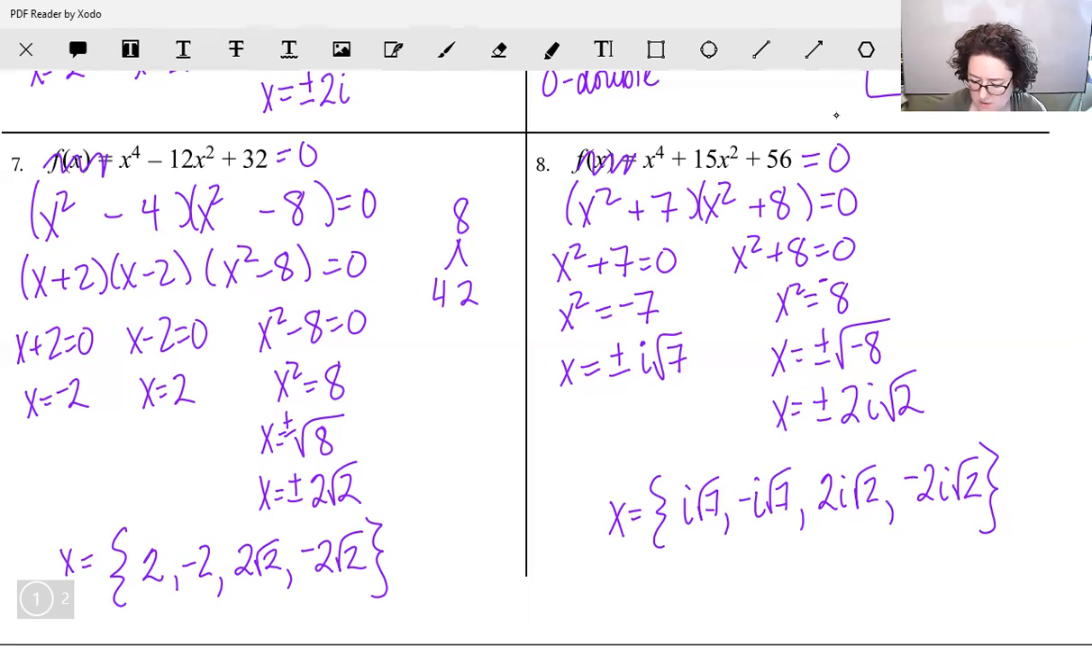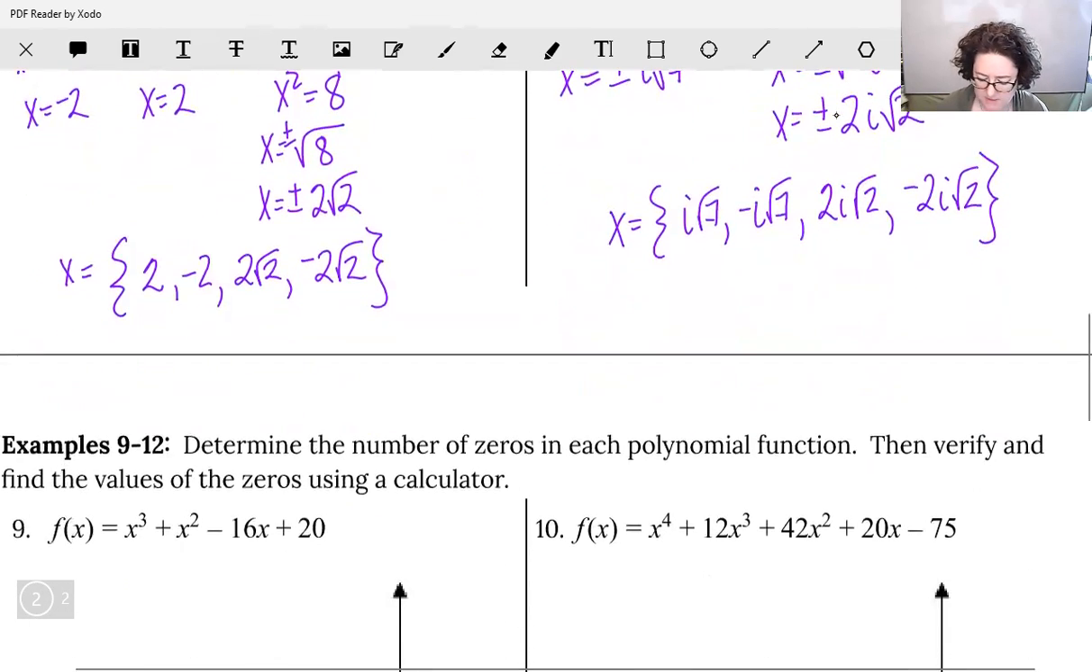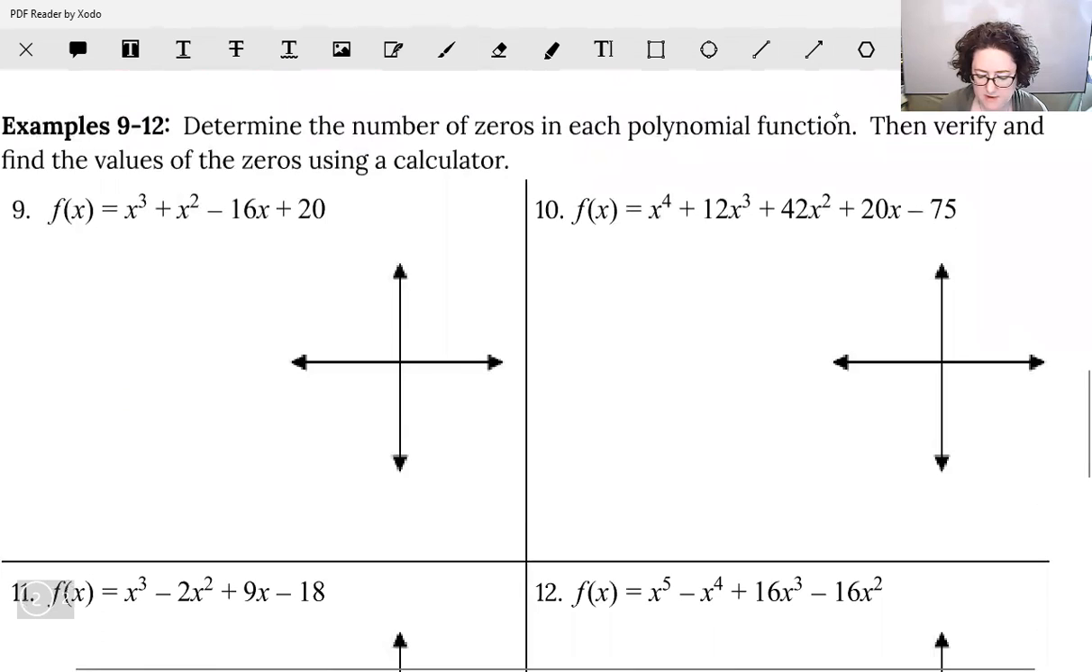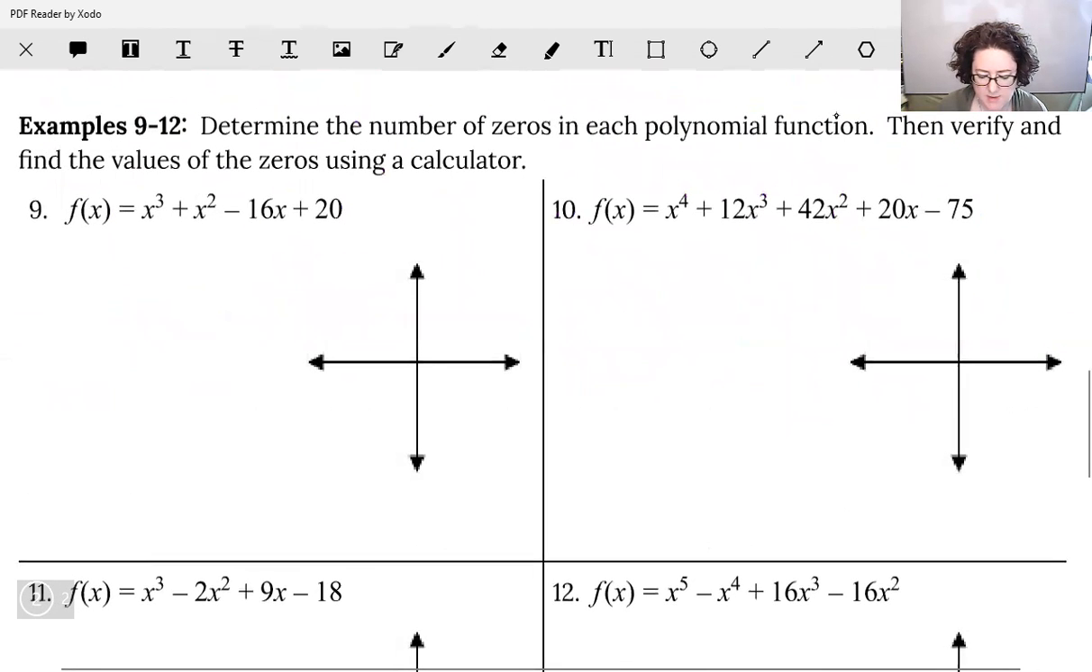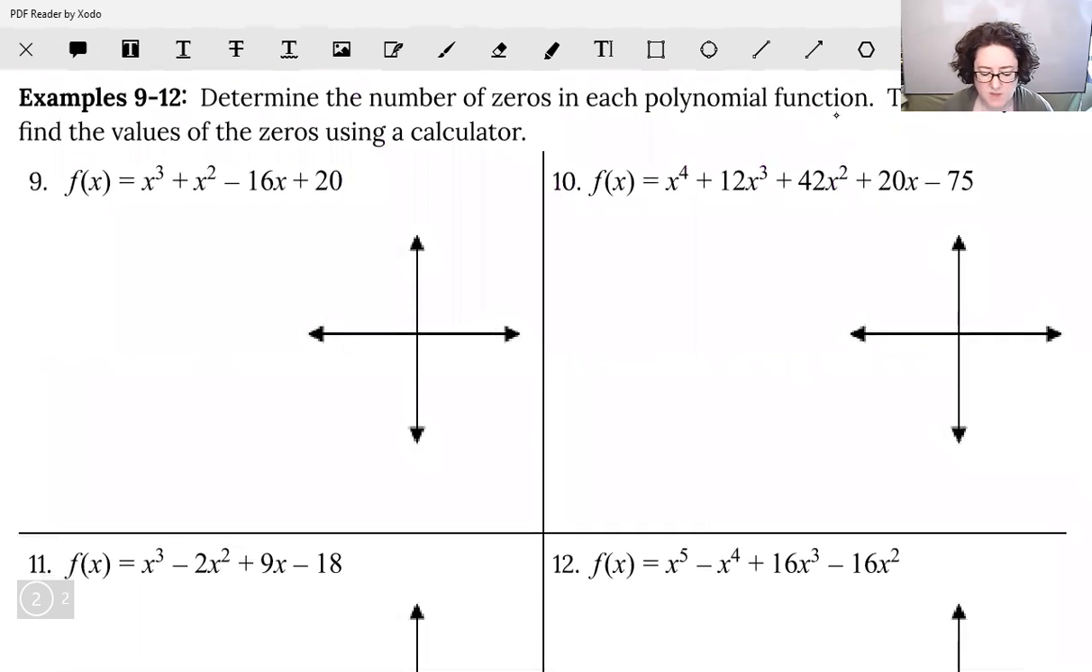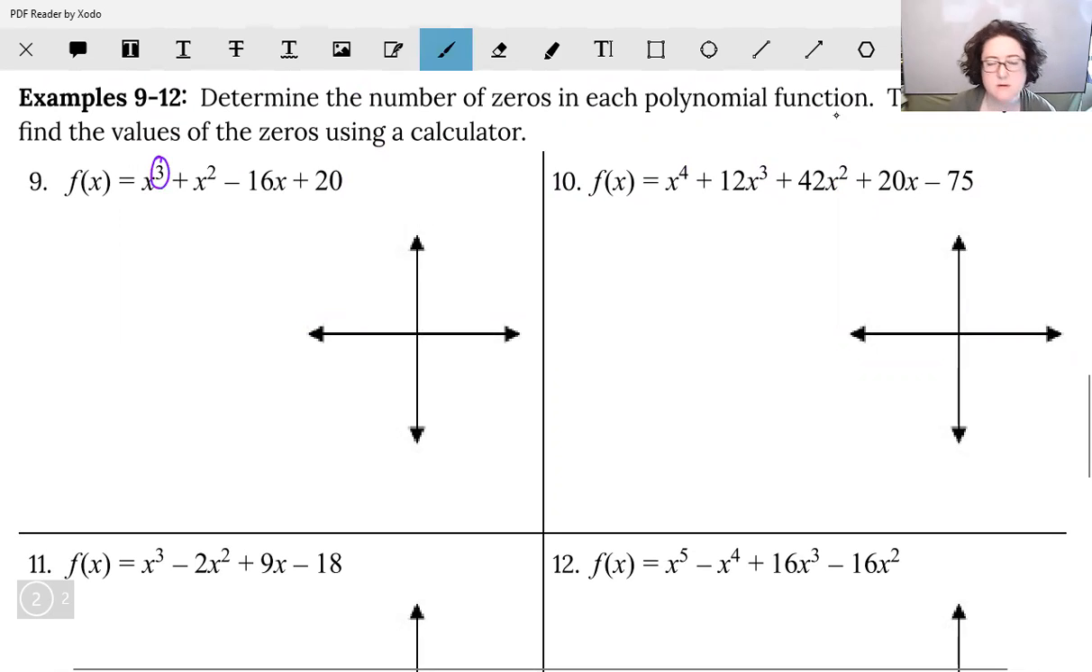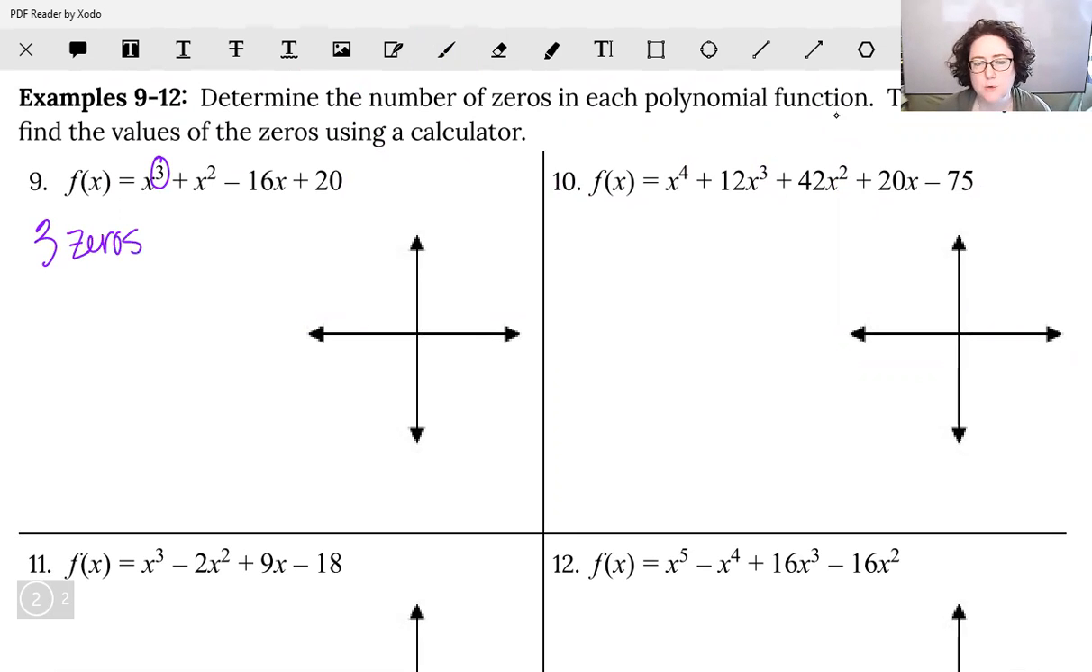So examples 9 through 12, we are going to figure out the number of zeros, and then we're going to verify it on the calculator. So looking at our equation in number 9, I would expect there to be 3 zeros. We have a highest degree, highest exponent, of 3. So I would expect 3 zeros. So then we need to go over and graph this.